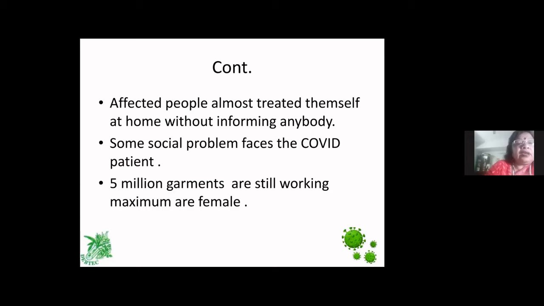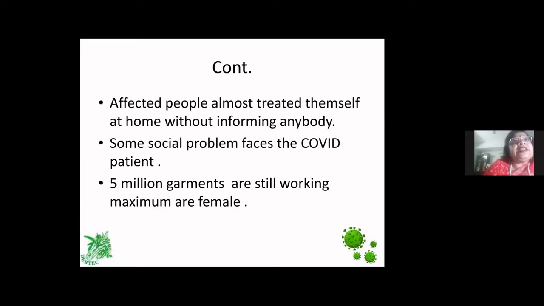We have a garment-based industry, with 5 million workers, and we hold the world's second position in garments. So we didn't close the garment industry. We only closed it for 7 days, and then we invited them to rejoin. Five million garment workers are still working, mostly female, without any healthcare system. I don't know what will happen.